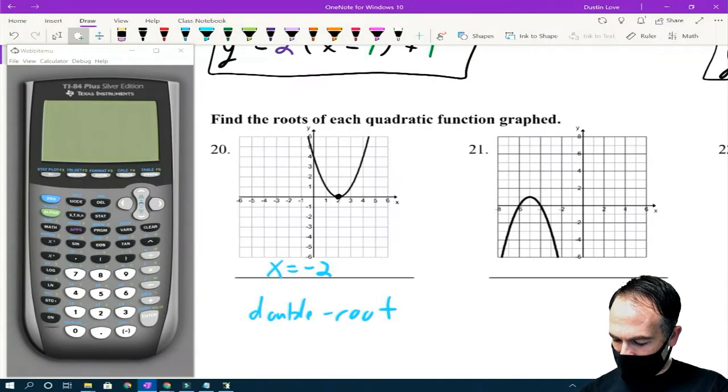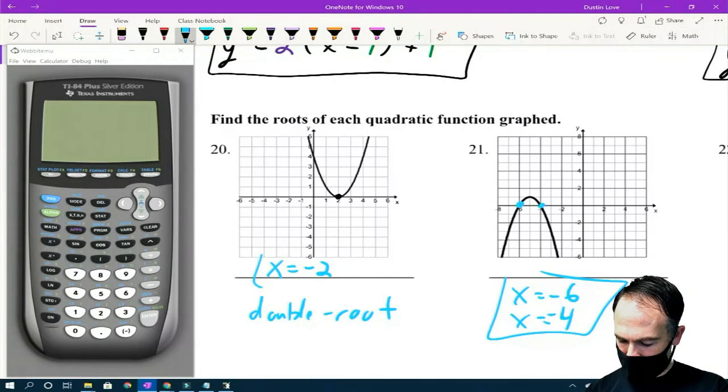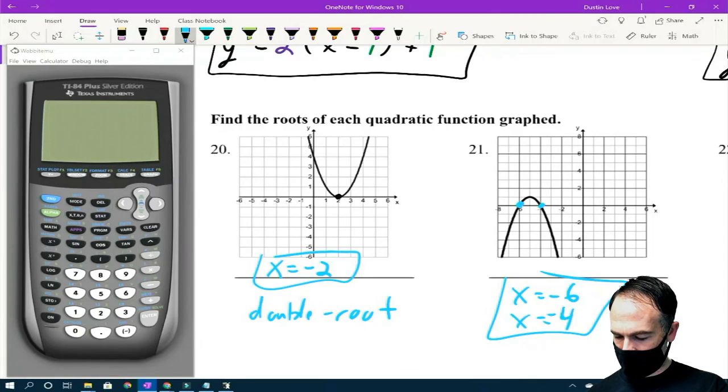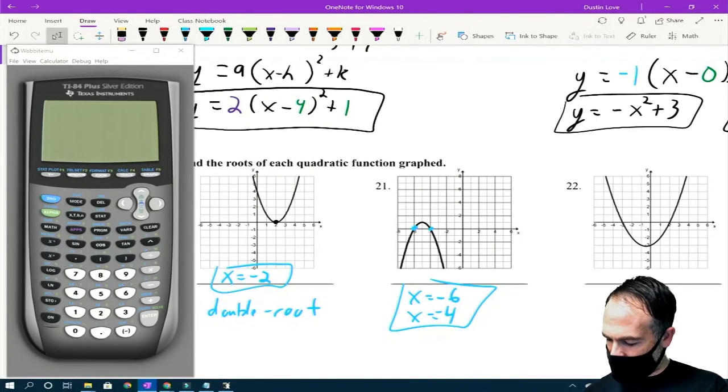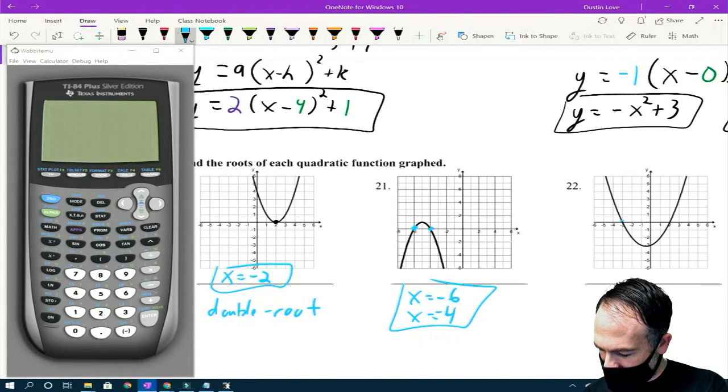Okay, looks like on number 21, I am crossing at negative 6 and negative 4. And then on the 22, it goes through negative 3 and 2. X equals negative 3, x equals 2.